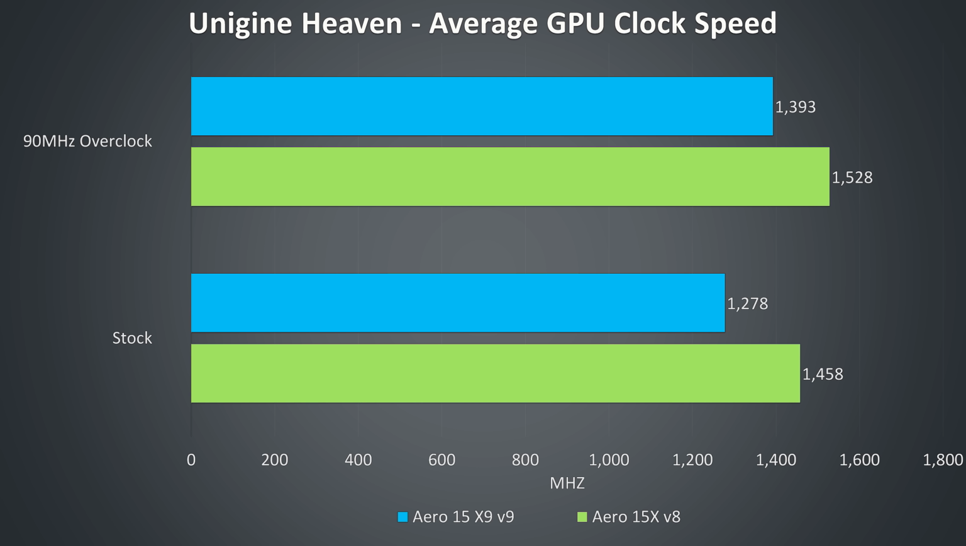These are the clock speeds for the same tests just shown. Again, in most cases, the green bars for the older Aero 15X were ahead as it was running cooler. However, as discussed earlier, the 2070 Max-Q has lower clock speeds compared to the 1070 Max-Q. That's just how Nvidia are offering it though, so not too surprising.